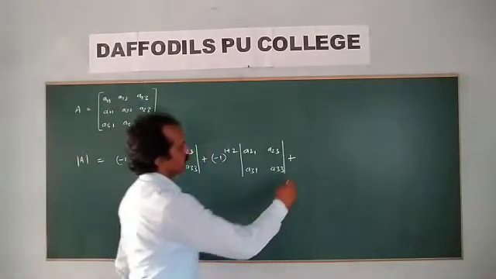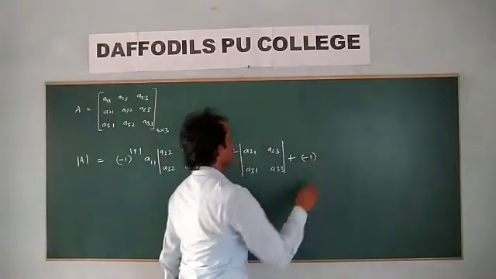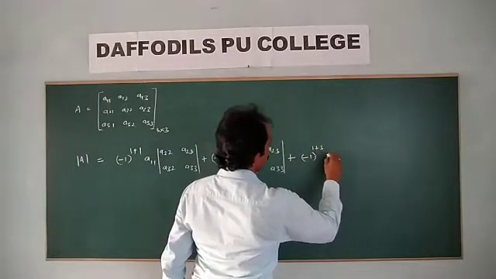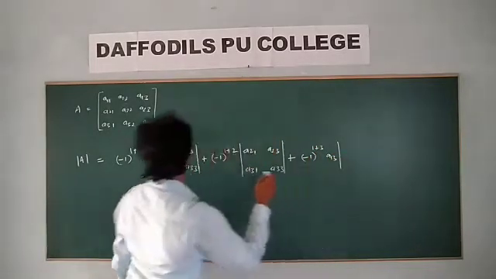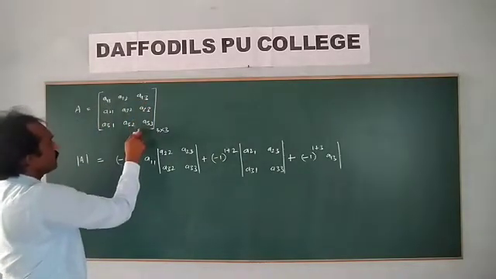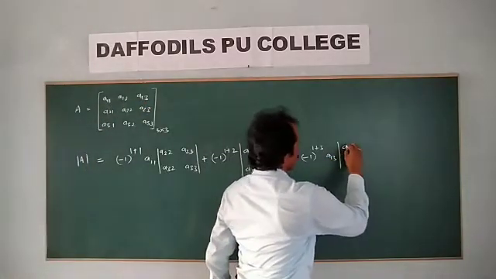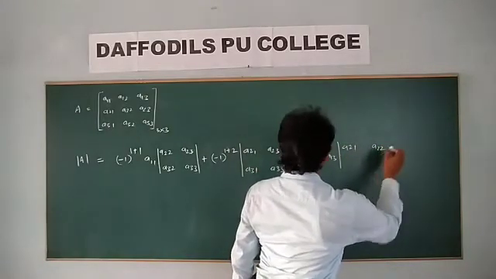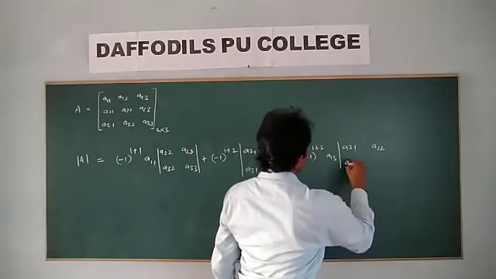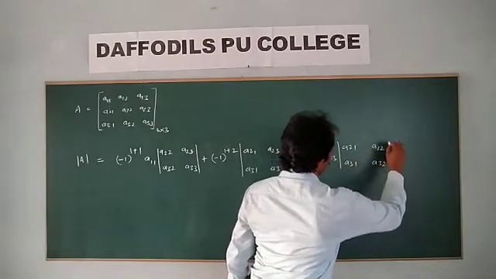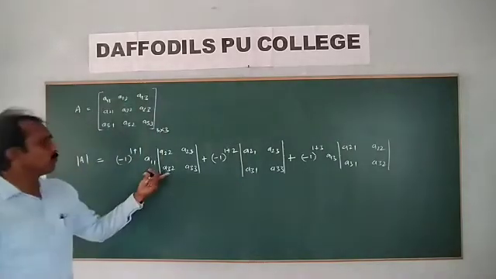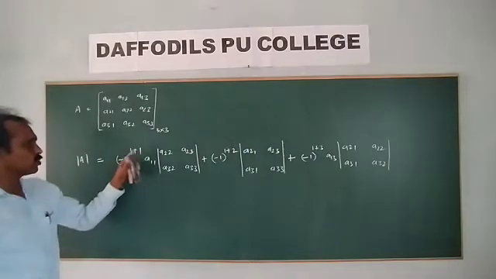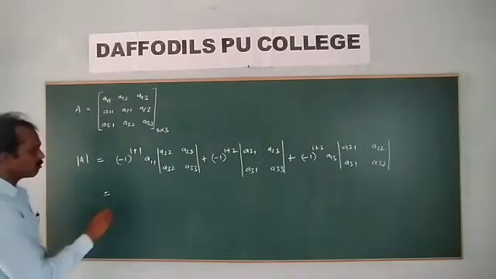a13, with (-1) to the power of its suffix values, 1 plus 3, times a13, and delete this row and this column, leaving a21, a22, a31, a32. Okay, step 1, step 2, step 3. So finally add these. So (-1) to the power of 1 plus 1. What is (-1) to the power of 1 plus 1?